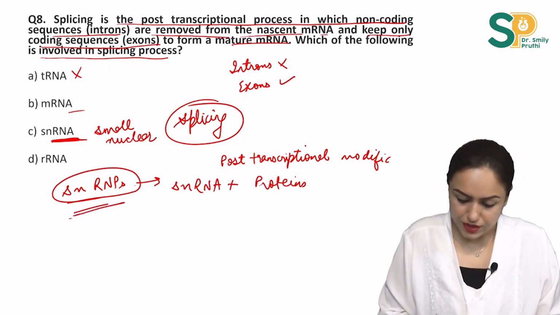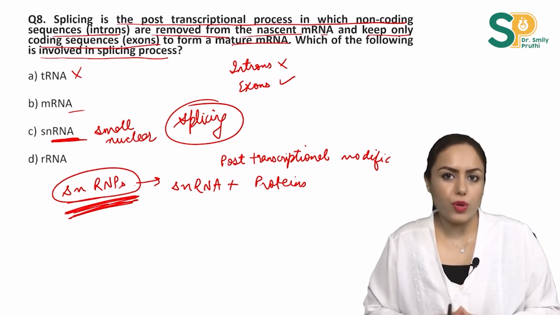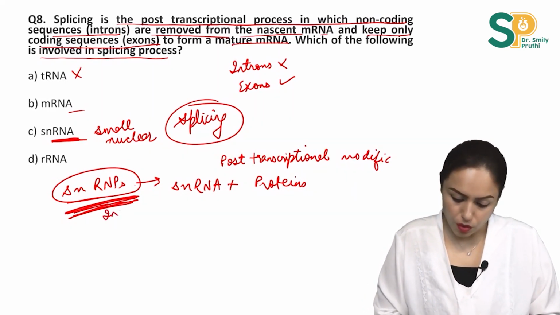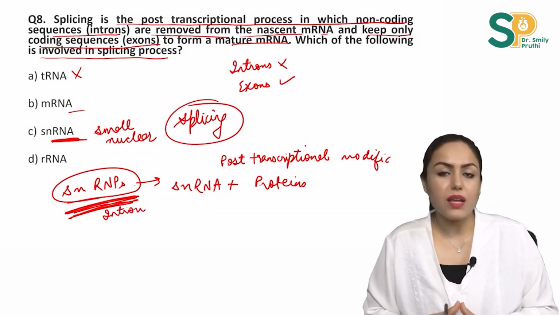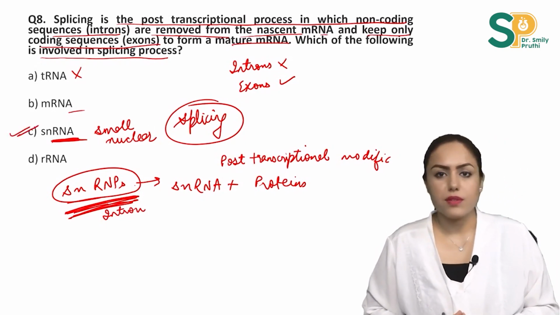And the full form of snRNP is small nuclear ribonucleoprotein particles, right? They arrange themselves at the intron and they break the exon-intron junction. Okay, so this is the answer, right?